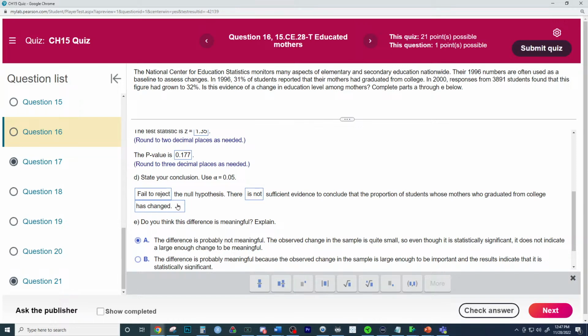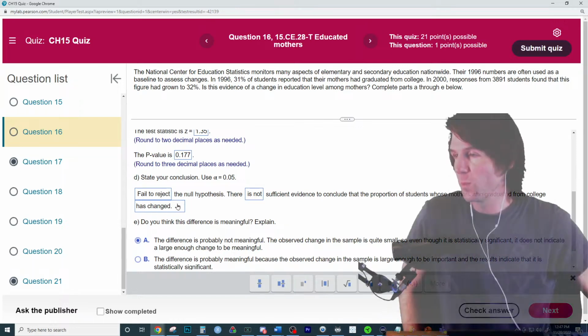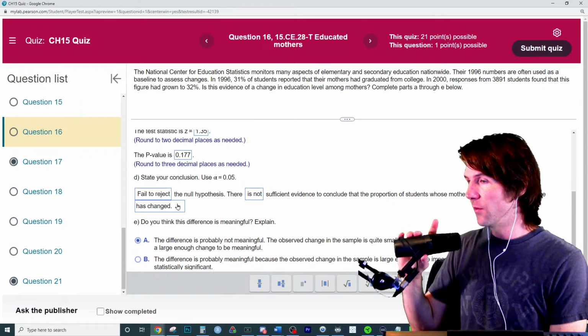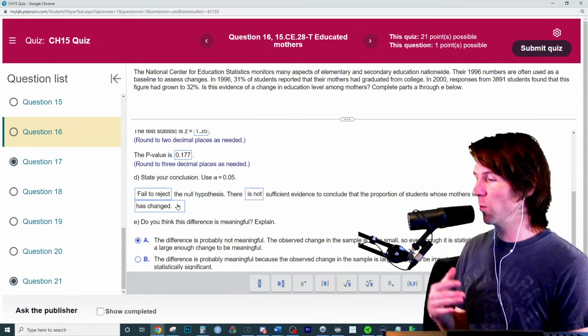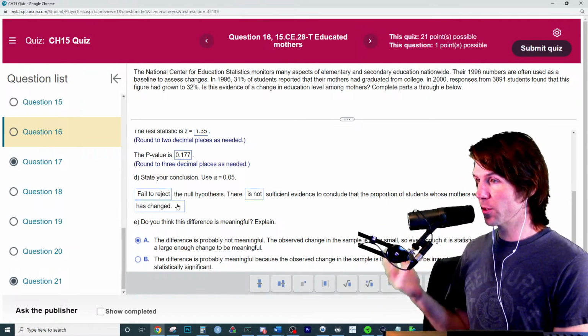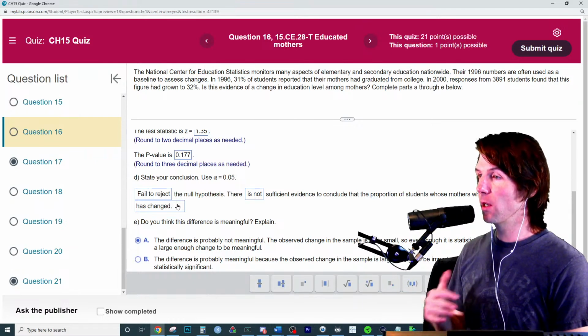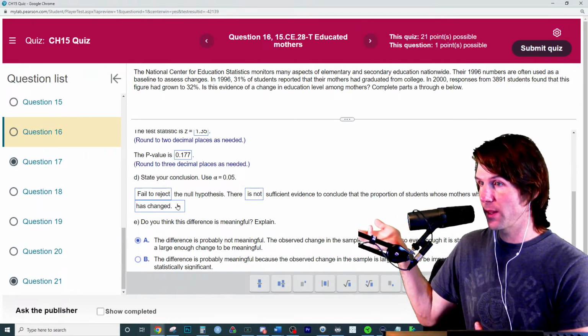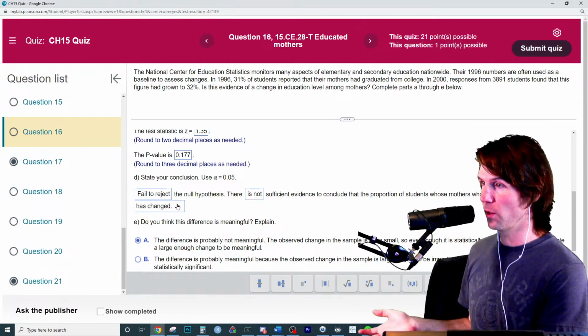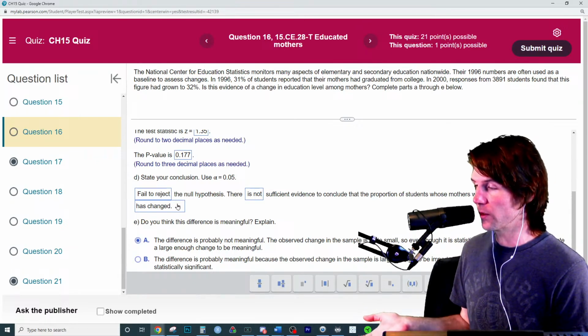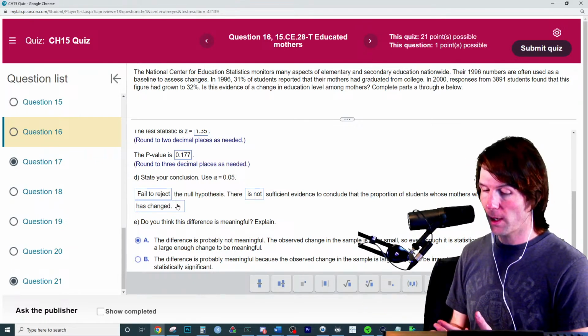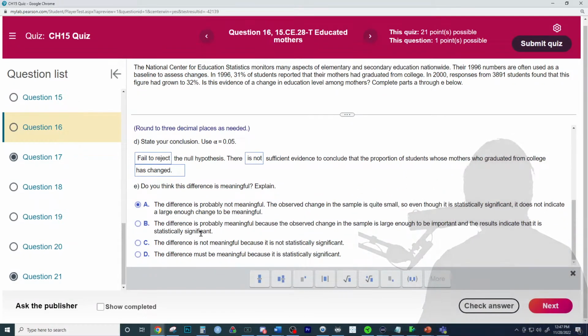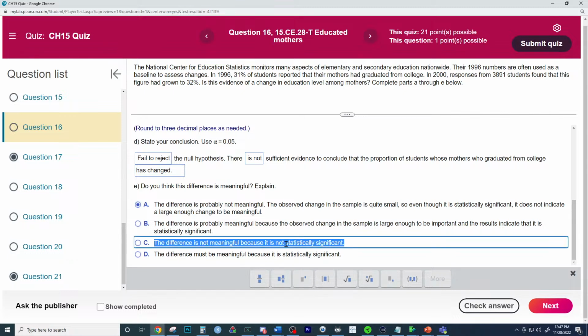And when it's not statistically significant, what do you do to the null? If your results are not statistically significant, what would you do to the null? You fail to reject. So that is even confirmed right there in that we failed to reject the null because we don't have statistically significant results. So there is a problem with this, and the answer should be for this last one: the difference is not meaningful because it's not statistically significant. So it should be this right here.